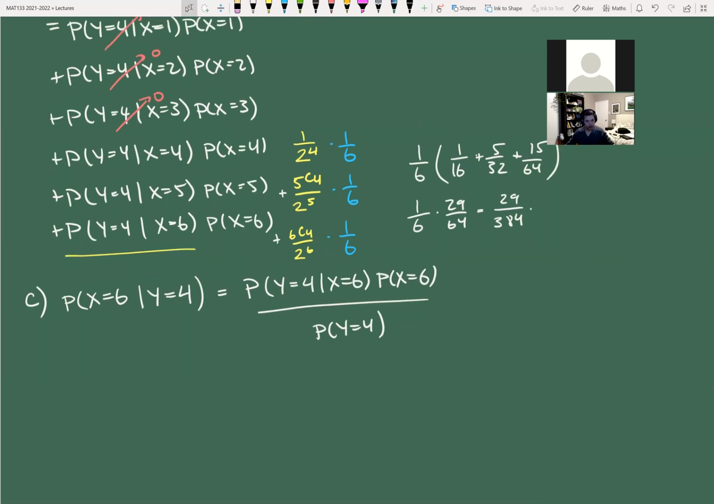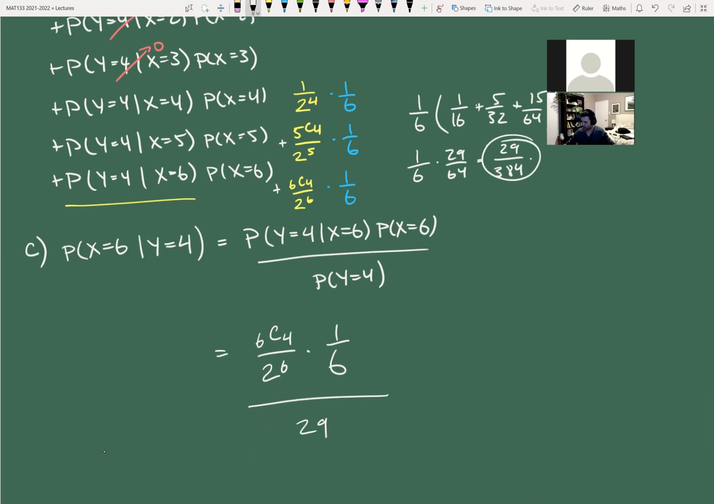And we've already computed all the things here, right? You'll notice we scaffolded this question, we wanted to get you here. So we computed the probability that y equals 4 given x equals 6. We said that's 6 choose 4 divided by 2 to the 6, times the probability that x equals 6, divided by this thing, which I'm hoping is correct. And if we do that, what do we get? 15/29ths?